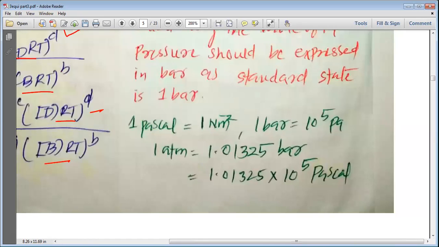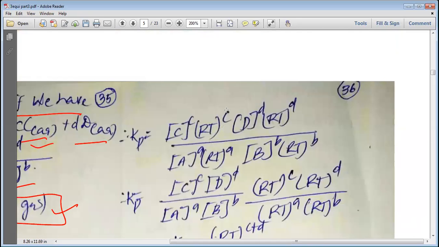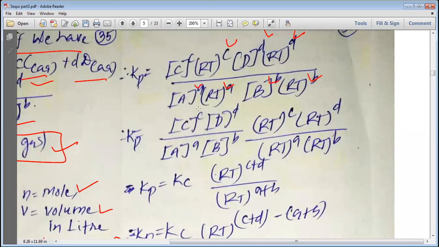So ultimately, dear students, we can easily understand that Kp is equal to C to the power c, RT to the power c, D to the power d, and RT to the power d, A to the power a, and RT to the power a, B to the power b, and RT to the power b. That ultimately leads us to concentration of C to the power c, concentration of D to the power d, concentration of A to the power a, and concentration of B to the power b. Here we have in the numerator RT to the power c and RT to the power d, whereas in the denominator RT to the power a and RT to the power b. For this particular expression, we can write Kc.